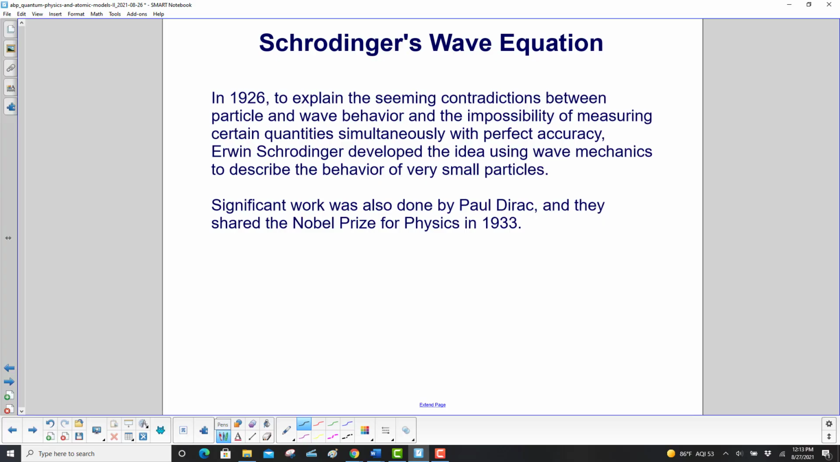In 1926, to explain the seeming contradictions between particle and wave behavior and the impossibility of measuring certain quantities simultaneously with perfect accuracy, Schrodinger developed the idea of using wave mechanics to describe the behavior of very small particles. Significant work was also done by Paul Dirac, and they shared the Nobel Prize for Physics in 1933.